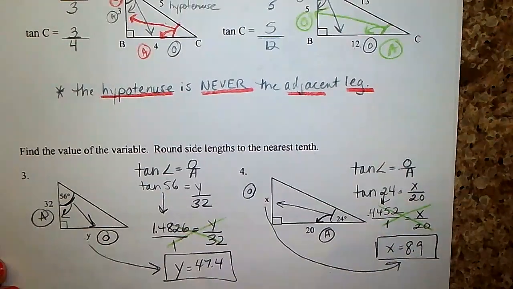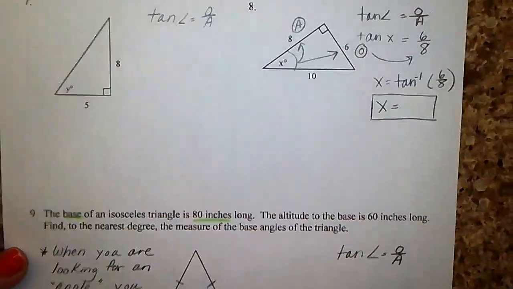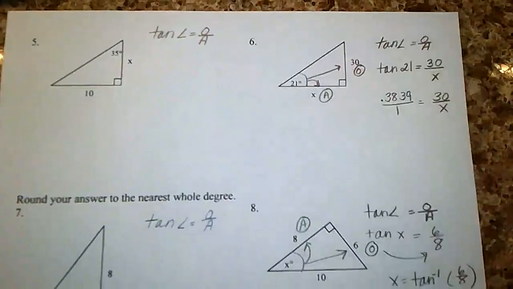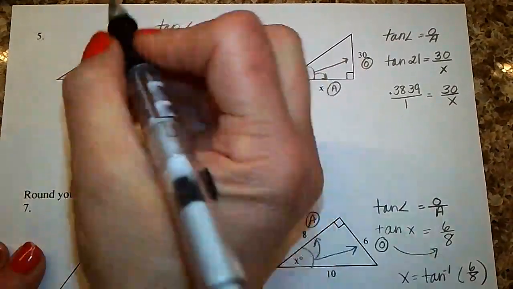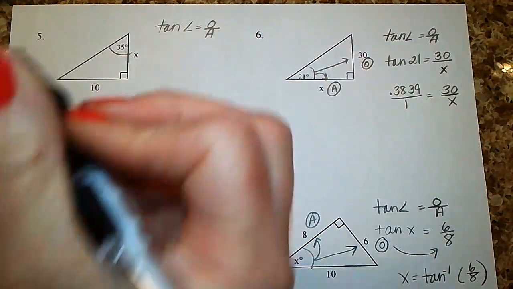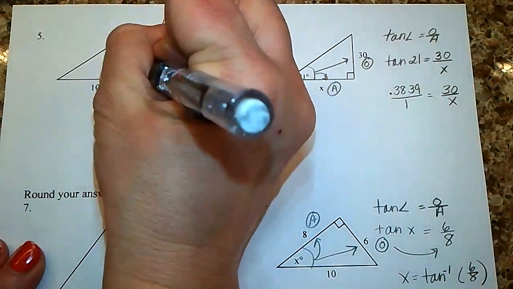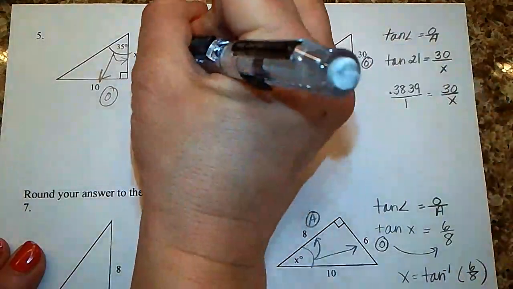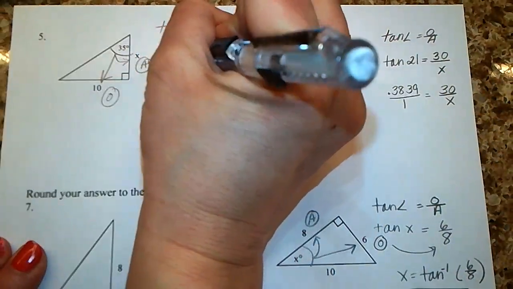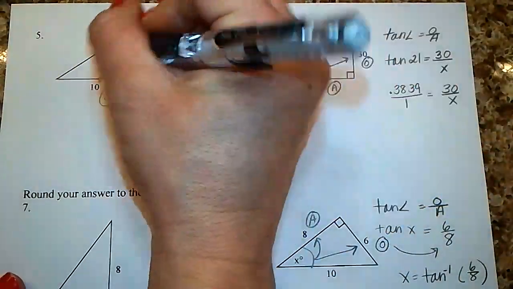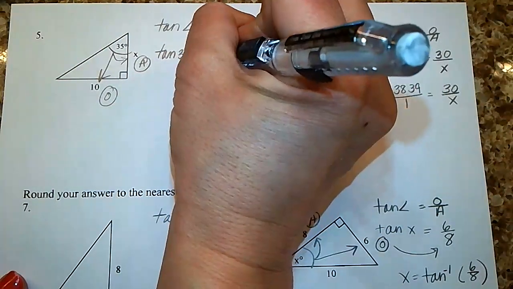Okay, let's take a look at some more examples. Let's turn your paper over. Now, over here, for this next one, again, we have our angle, 35, and our opposite from the 35 is 10, and our adjacent is x. So let's set that up. Tangent 35 is equal to opposite 10 over adjacent x.